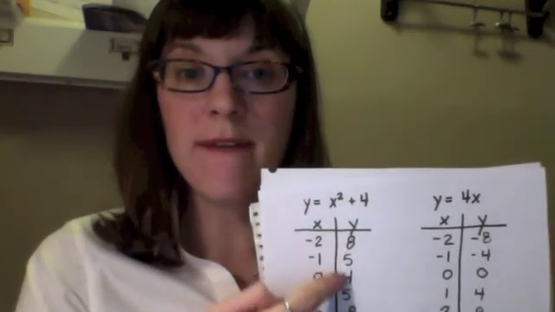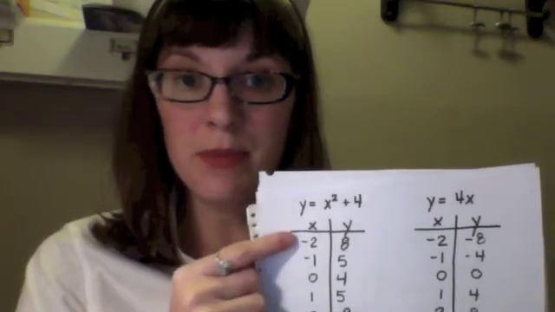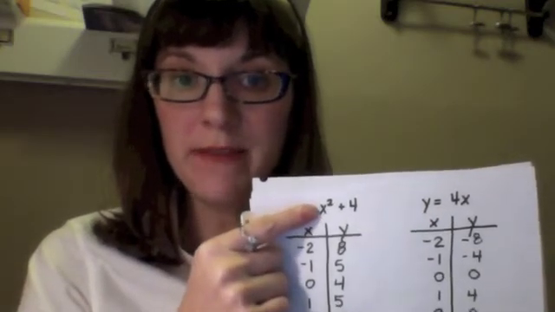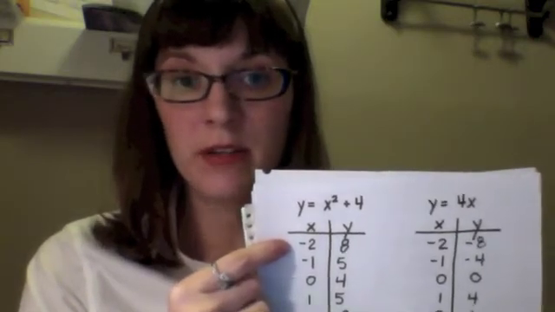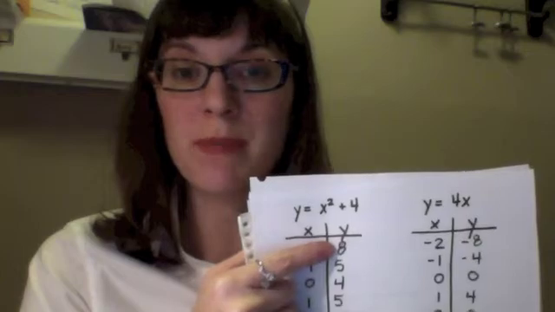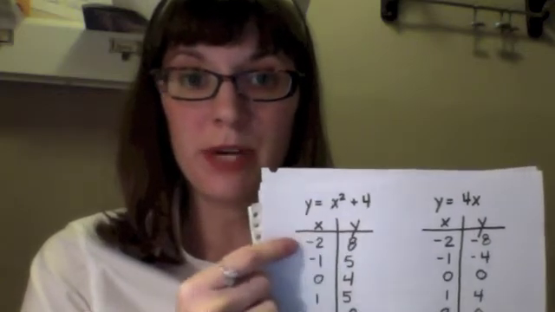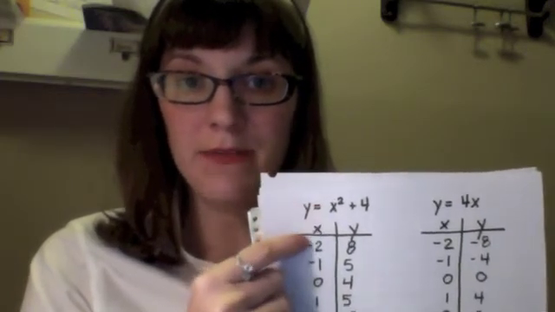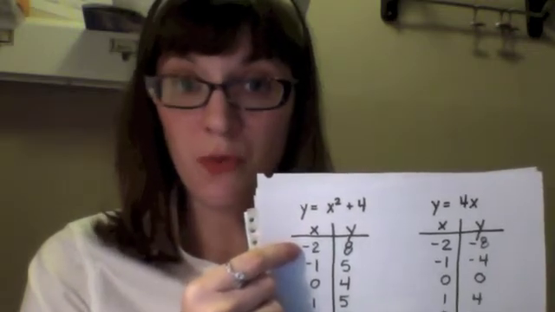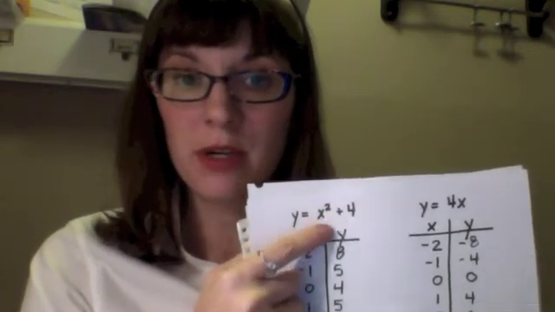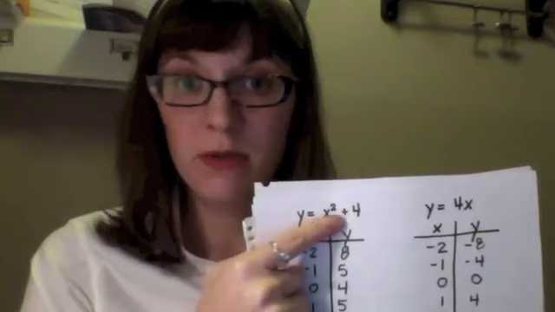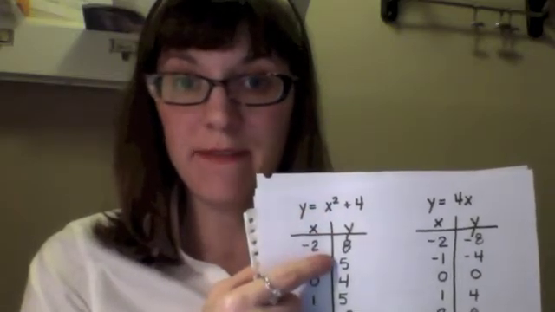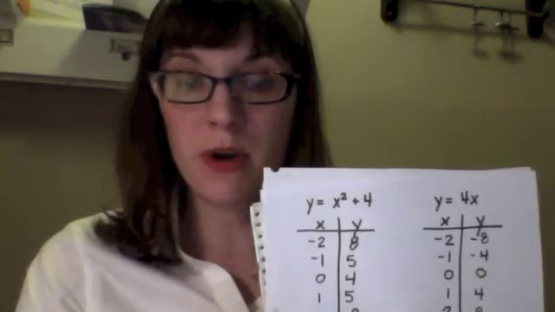Now, in order to get the y values, all I need to do is substitute in place of x the x value I see in my t-chart and calculate. I write the answer in the corresponding y spot. So for instance, I take negative 2 squared, which is 4, plus 4 is 8. I take negative 1 squared, which is 1, plus 4 is 5. So on and so forth.